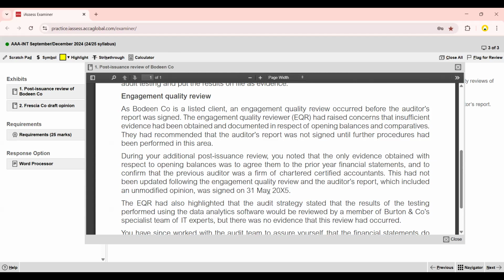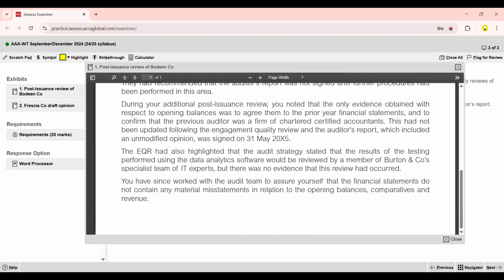The EQR had also highlighted that the audit strategy stated that the results of the testing performed using the data analytics software would be reviewed by a member of Burton and Company's specialist team of IT experts, but there was no evidence that this review had occurred. Again, an issue. You have since worked with the audit team to assure yourself that the financial statements do not contain any material misstatements in relation to the opening balances, comparatives, and revenue.